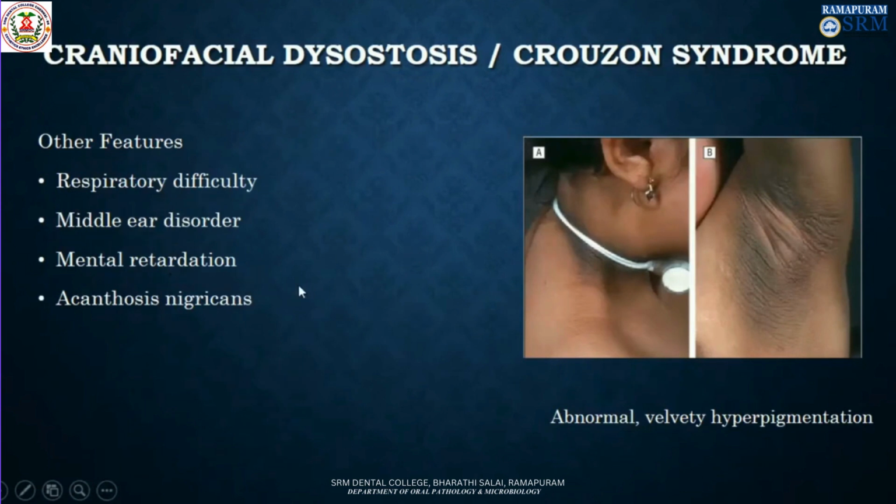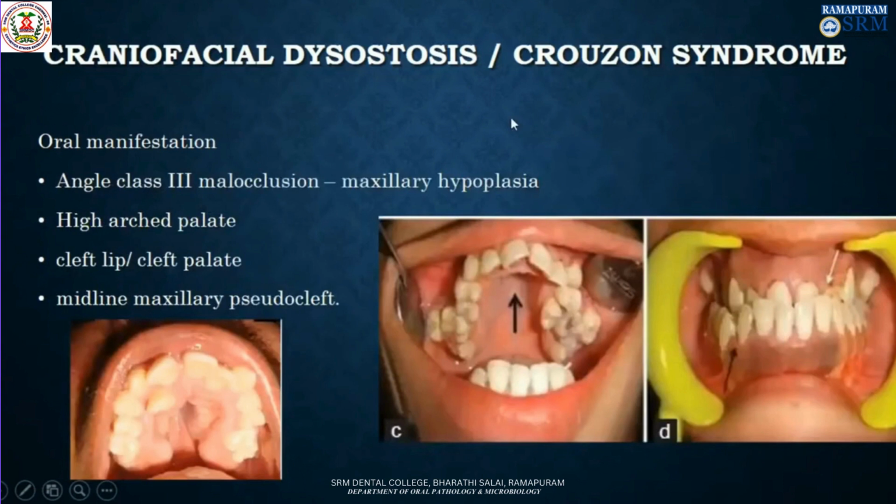Crouzon syndrome is often associated with a condition called acanthosis nigricans, where there is abnormal velvety hyperpigmentation of the skin. And oral manifestations, the patients will have Angle's class 3 malocclusion. Because of the maxillary hypoplasia, the mandible appears to be protruded, and the palate is high arched. Some of the patients may even have cleft lip or cleft palate.